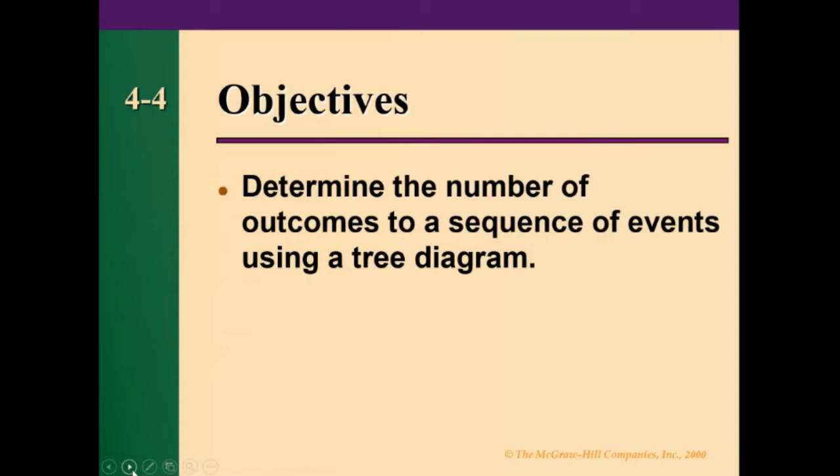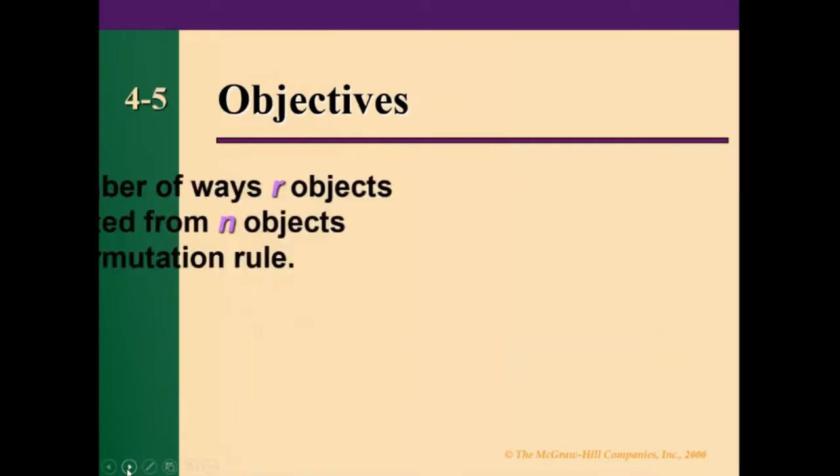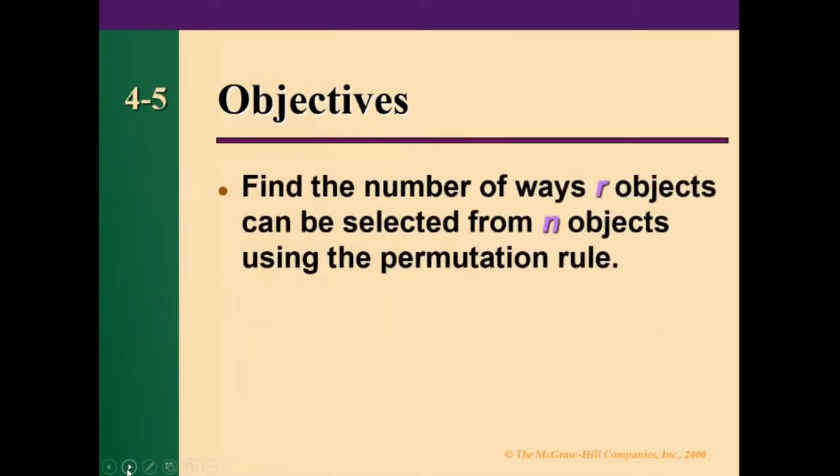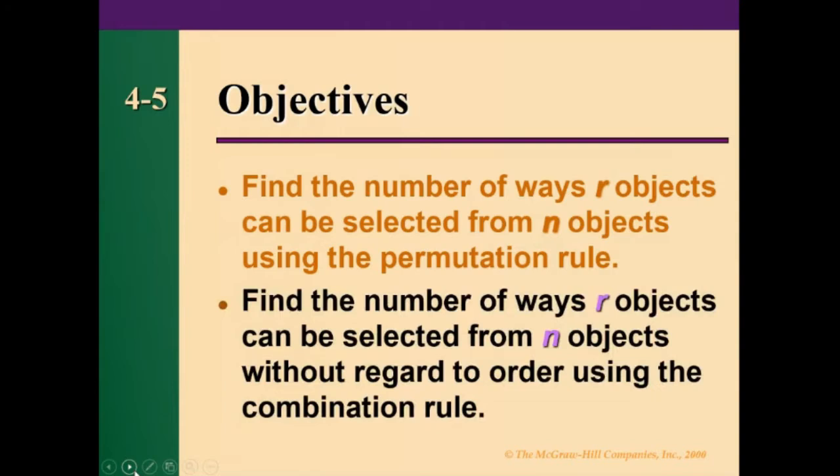We're going to determine the number of outcomes to a sequence of events using a tree diagram. Find the total number of outcomes in a sequence of events using the multiplication rule. For the other objectives, find the number of ways R objects can be selected from N objects using the permutation rule. Find the number of ways R objects can be selected from N objects without regard to order using the combination rule.